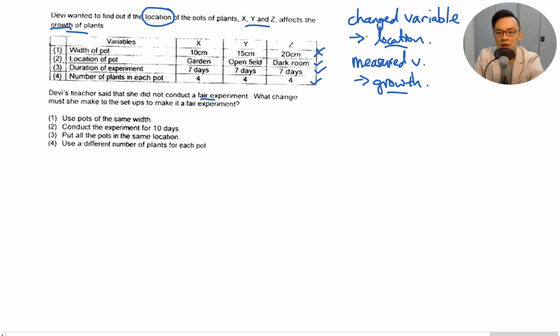So like I mentioned here, the only changed variable should be the location, which is this. So therefore, she should change the width of the pot to be all the same. So use pots of the same width, correct. Conduct the experiment for 10 days, nope. Put all the pots in the same location, that's not correct. You should put it in different locations. Use a different number of plants, not correct. You should use the same number of plants. So the answer is number 1.